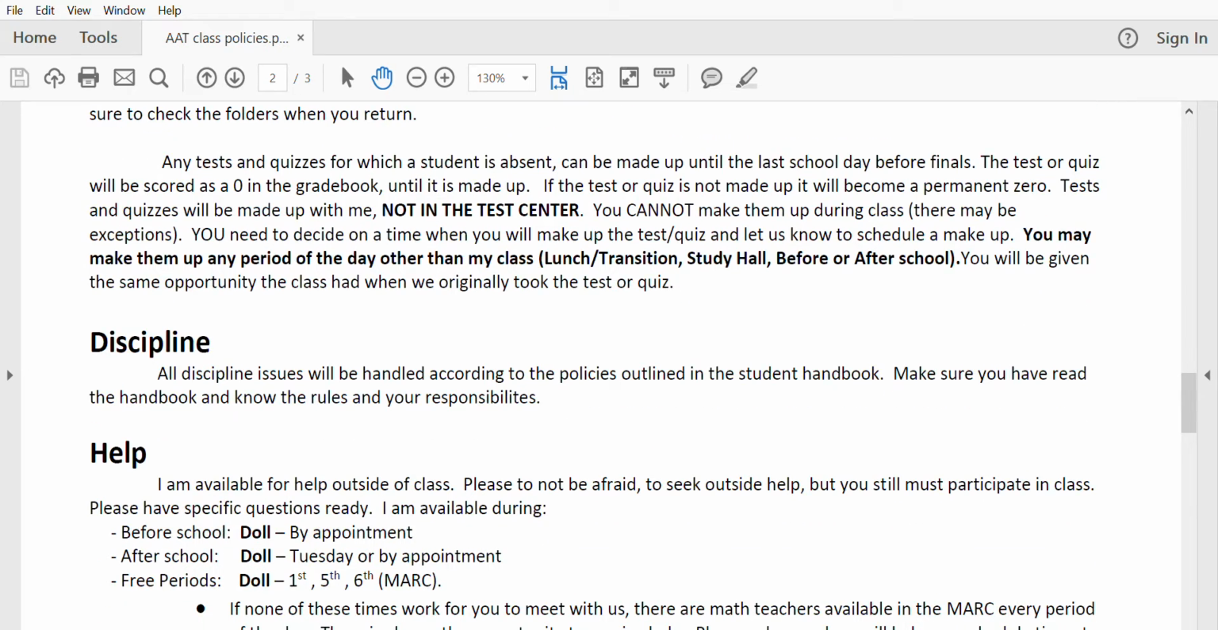Discipline. All discipline issues will be handled according to the student handbook. Make sure you've read that. I know you're not getting a paper copy this year, but it is still electronic and you will be expected to have read that.